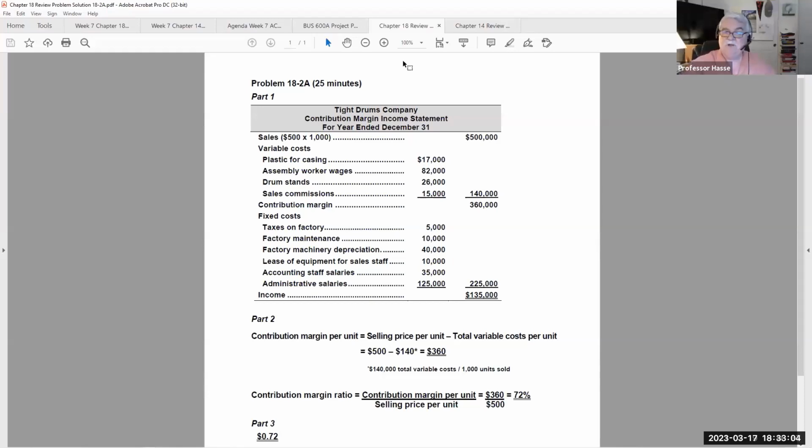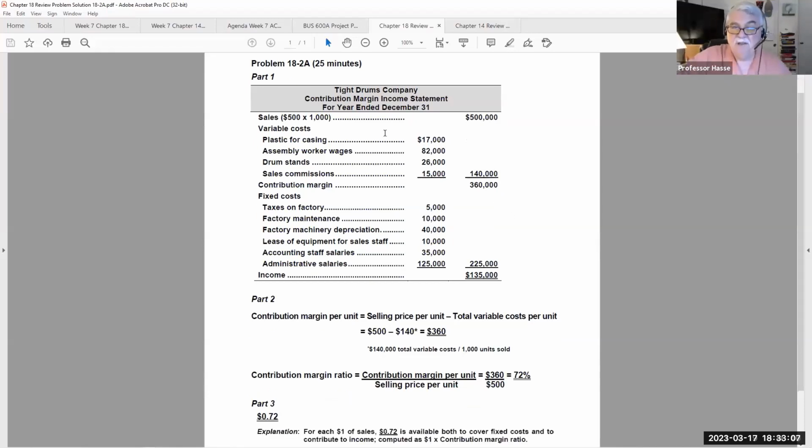So what's our contribution margin per unit? Well, $500 is our selling price, and if we take $140,000, our total variable cost, and divide it by the 1,000 units we're producing, that's $140. So our contribution margin is $360. What's our contribution margin ratio? The percent of our contribution margin, 360, to the selling price. A whopping 72%. That's good. That's our ratio.